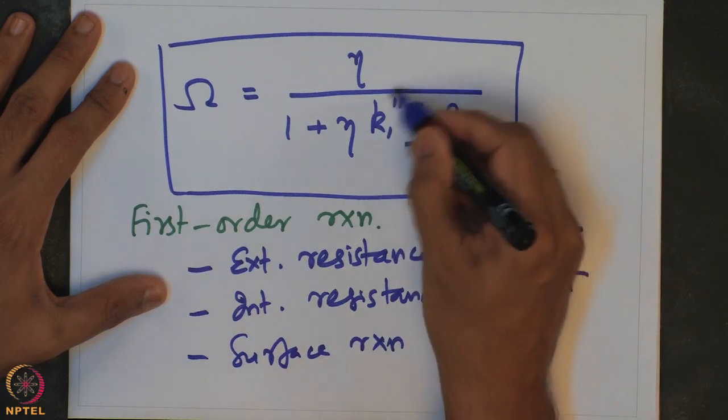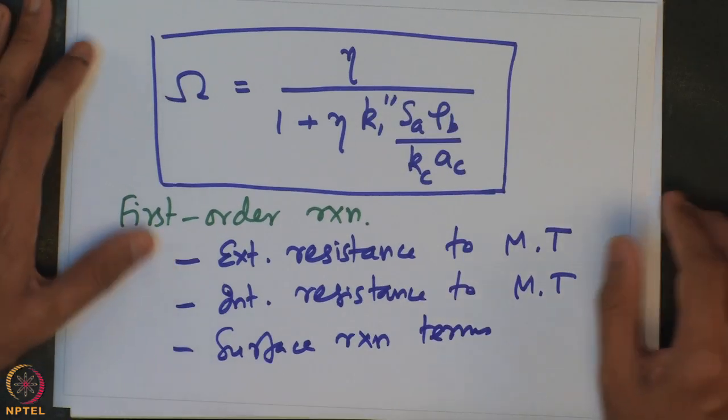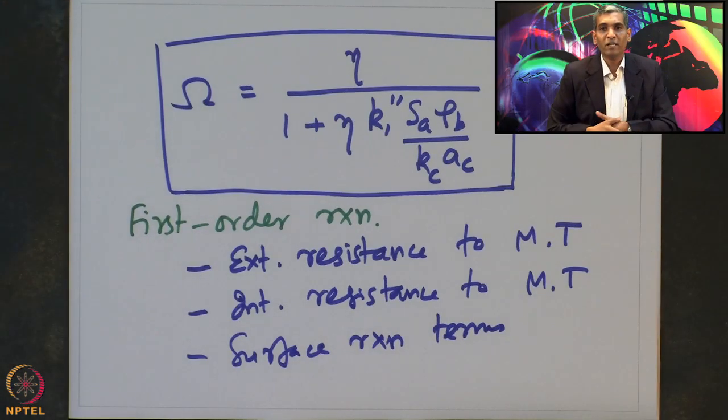Note that the intrinsic rate constant is actually present in the denominator. So, all three processes which may be controlling the overall rate at which the reaction happens are simultaneously captured in this important quantity called the overall effectiveness factor. Now, how is the overall effectiveness factor related to the definition of rate at different conditions? Let us see how to look at that.